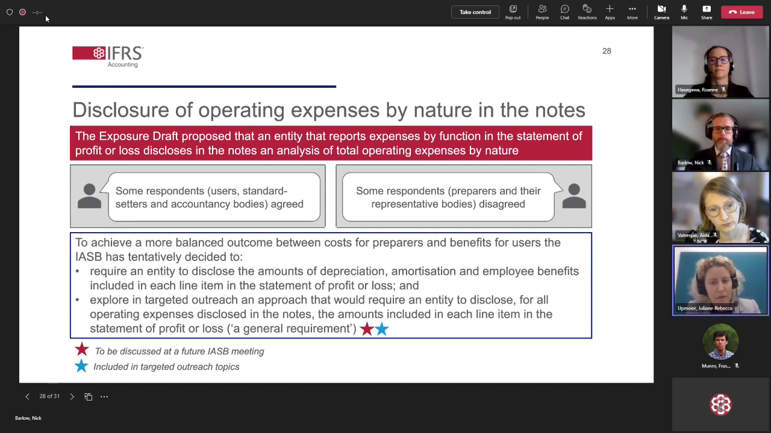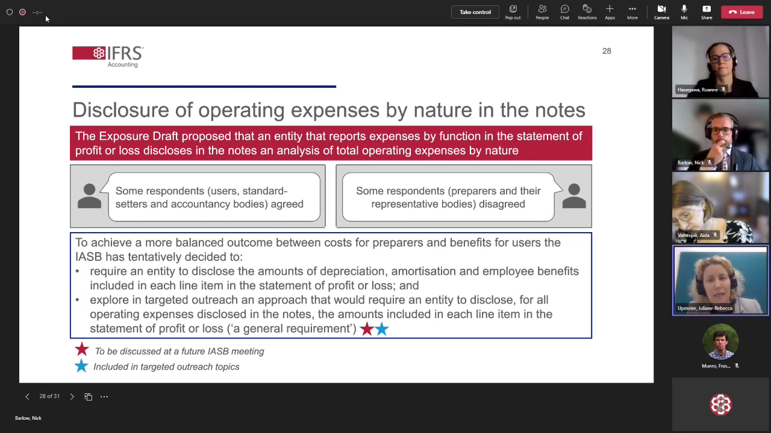We plan to explore in targeted outreach whether to expand this disclosure requirement, so as to also include impairment and write-downs of inventory, or whether to expand this disclosure requirement into a general requirement. A general requirement would mean an entity would disclose for all operating expenses disclosed in the notes the amounts included in each line item in the statement of profit or loss.